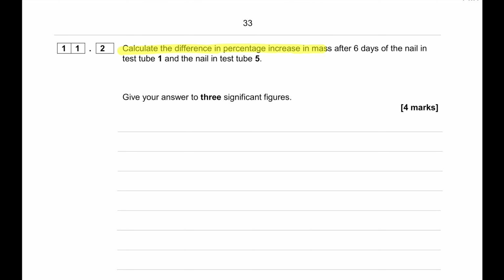Calculate the difference in percentage increase in mass after 6 days of the nail in test tube 1 and the nail in test tube 5. Give your answer to 3 significant figures. First of all, we can talk about test tube 1.